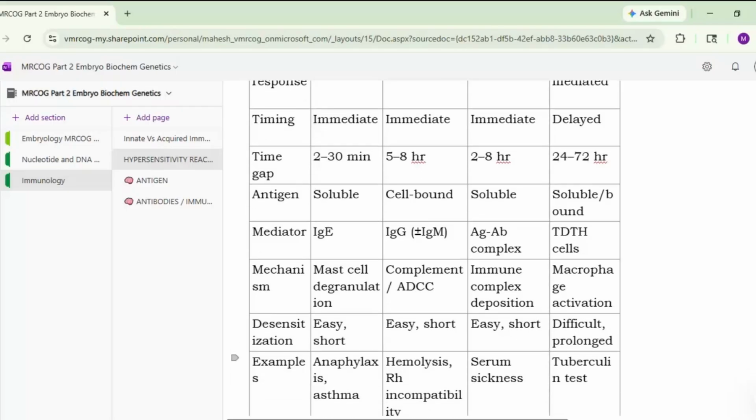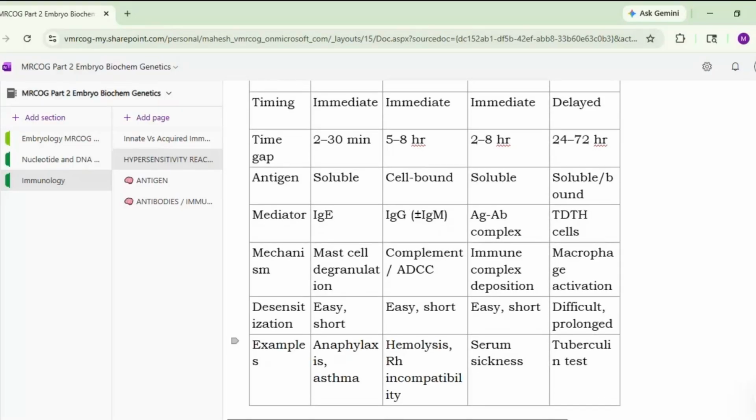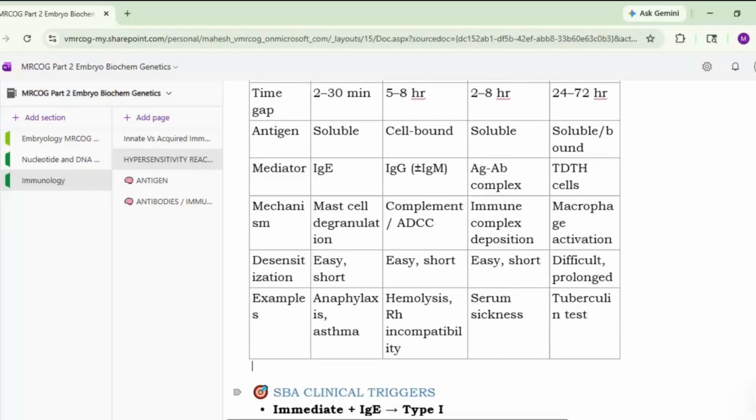Examples: for type 1 it is anaphylaxis, asthma. For type 2 it is hemolysis, Rh incompatibility. Type 3 is serum sickness. Please remember, serum sickness is type 3 and the tuberculin test is type 4. So we have to see each in detail. Type 1, 2, 3, 4, we will see in detail.